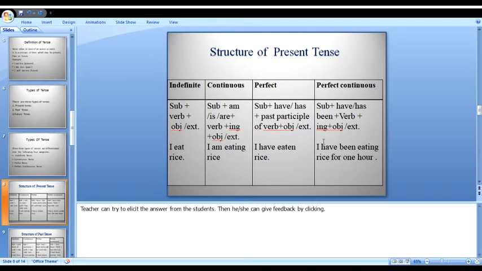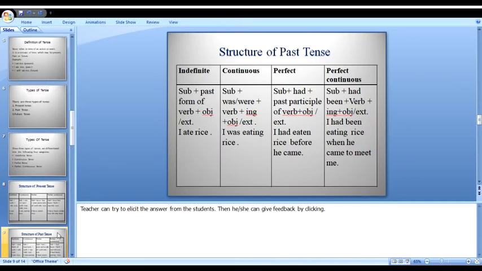And the present perfect continuous tense is used for an action which began at some time in the past and is still continuing. For present perfect continuous tense, the structure will be subject plus have or has plus been plus verb plus ing plus object or extension. For example, we can write that I have been eating rice for an hour.